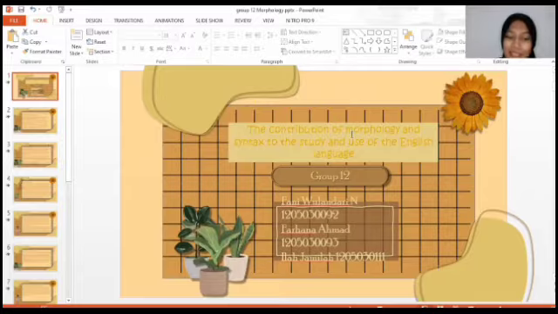Okay, on this great occasion, we are here to talk to you about the contribution of morphology and syntax to the study and use of the English language. So without any further ado, let's get to the first material that will be presented by Ilah Jamilah.